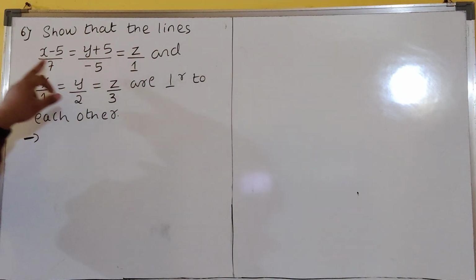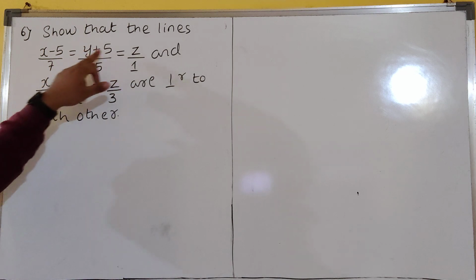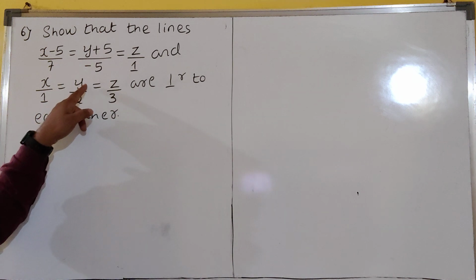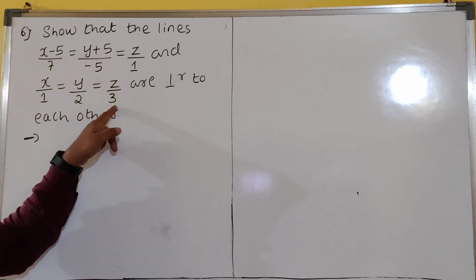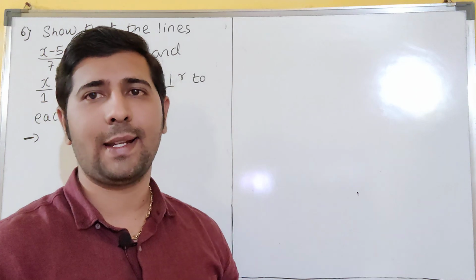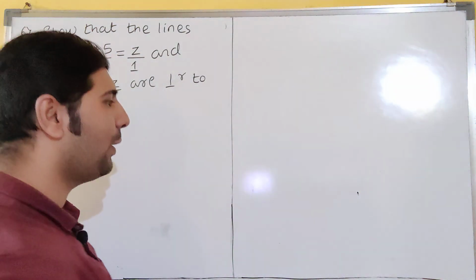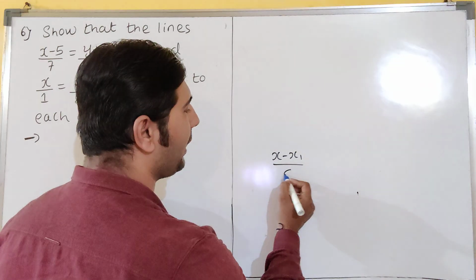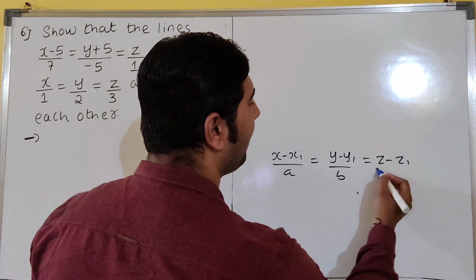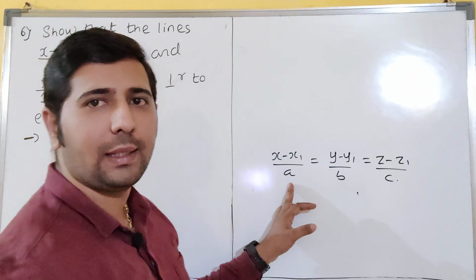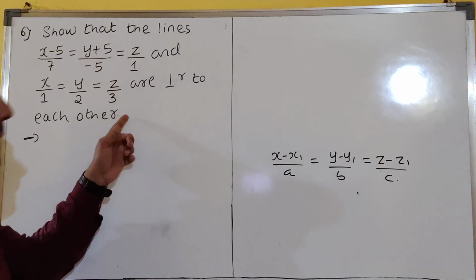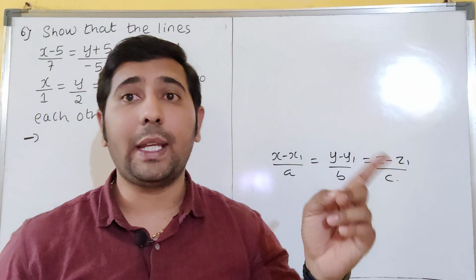So show that the lines (x minus 5) divided by 7, (y plus 5) divided by minus 5 is equal to z by 1, and x by 1 is equal to y by 2 is equal to z by 3 are perpendicular to each other. If it is perpendicular to each other, you know that the dot product is always equal to 0. The Cartesian equation looks like this: y minus y1 divided by b, z minus z1 divided by c. A, B, C are called vector B. Here two lines are there, that's why we will get B1 and B2.